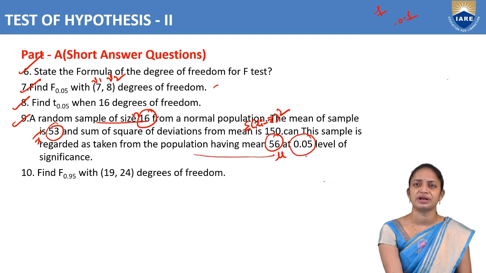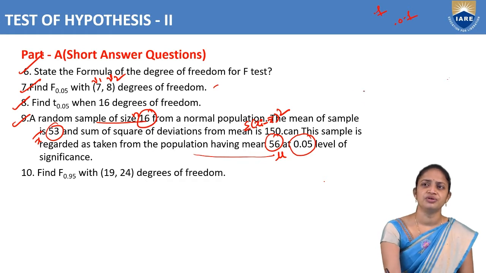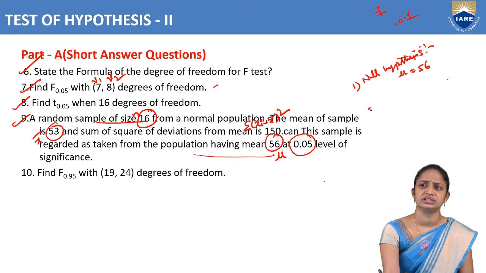So here we need to follow the procedure. First one is the null hypothesis. Here we have to take directly the mu value, mu equal to 56. And second one is the alternative hypothesis.